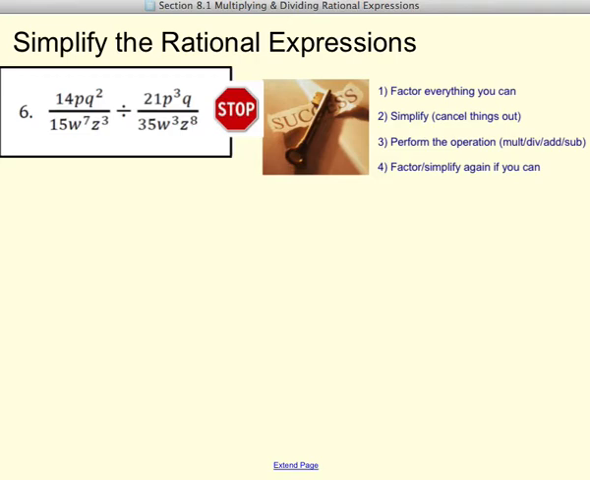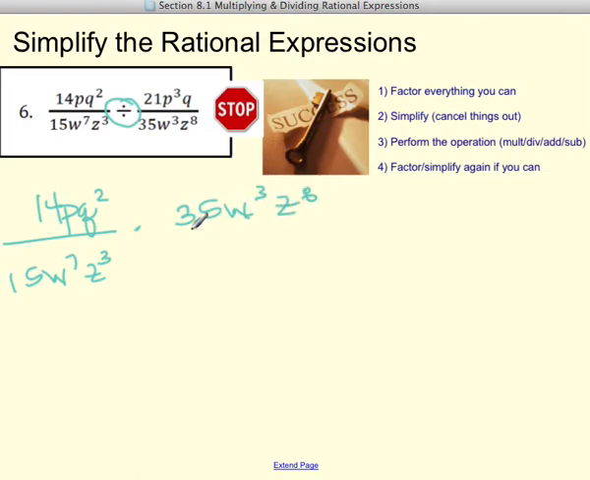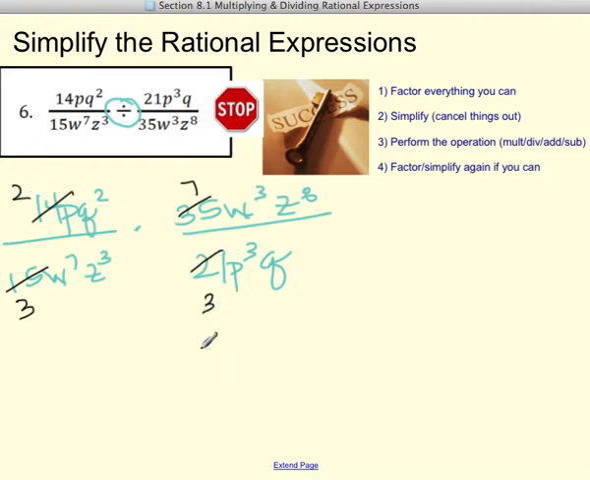Example 6, right away I notice it's division, so I'm going to have to rewrite. Okay, so it's 14pq squared over 15w to the 7th z to the 3rd, times 35w to the 3rd z to the 8th over 21p to the 3rd q. Now let's go ahead and simplify numbers. 15 and 35, both divisible by 5. This one will give me 7. This gives me 3. 14 and 21 are both divisible by 7. This gives me 2. This gives me 3.